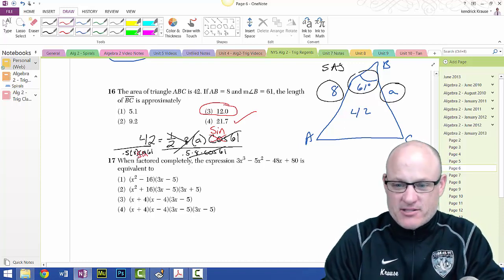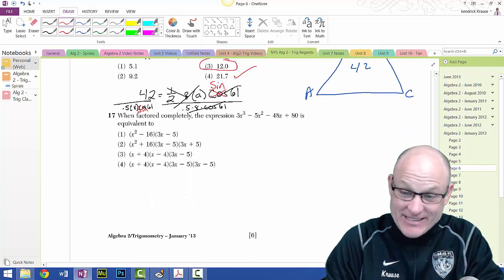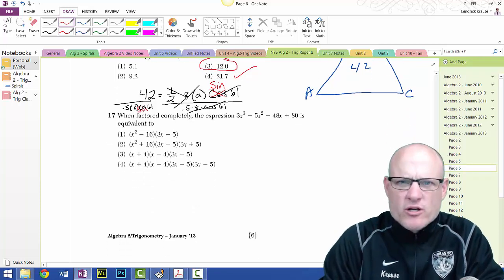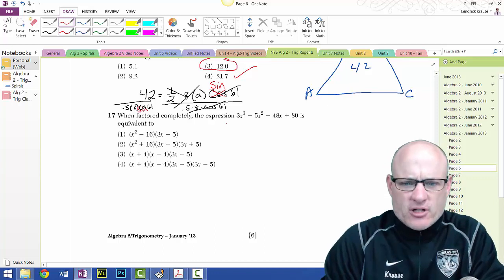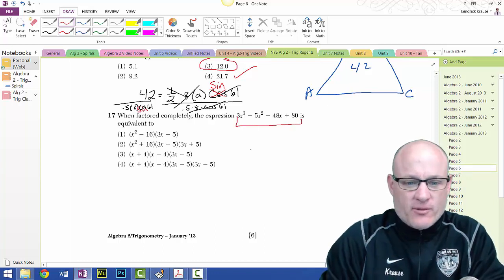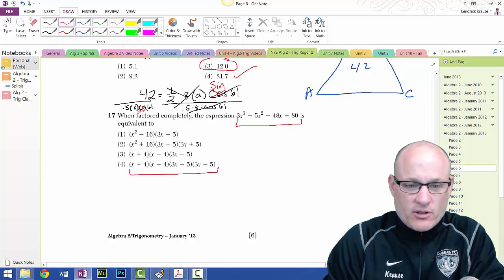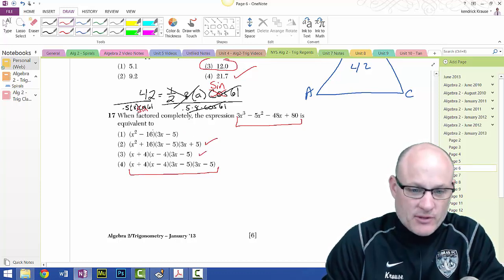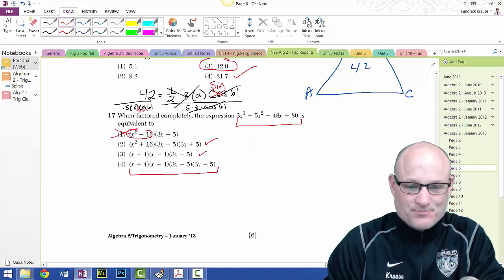You must have been watching Mr. Krause's videos and accidentally did the same darn thing he did. Sorry. When factored completely, okay, so what you're looking for is the biggest one. So you're looking for maybe this one, or maybe this one, probably not this one. I'm looking at this one, I see x squared minus 16, not going to be the right answer.